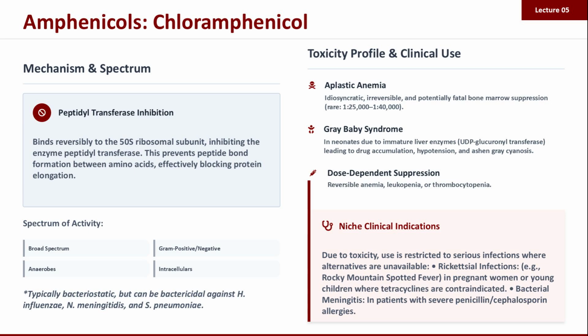Because of these toxicities, chloramphenicol is now used only in specific situations. For example, in severe infections where no safer alternatives are available, such as certain rickettsial infections, or meningitis in patients with severe penicillin allergy. So the key idea is, chloramphenicol blocks peptidyl transferase on 50S → very broad-spectrum → but severe toxicity, aplastic anemia, gray baby syndrome, limits its use to special cases only.